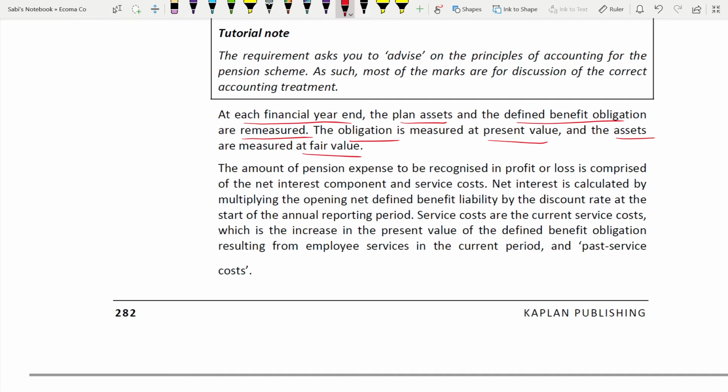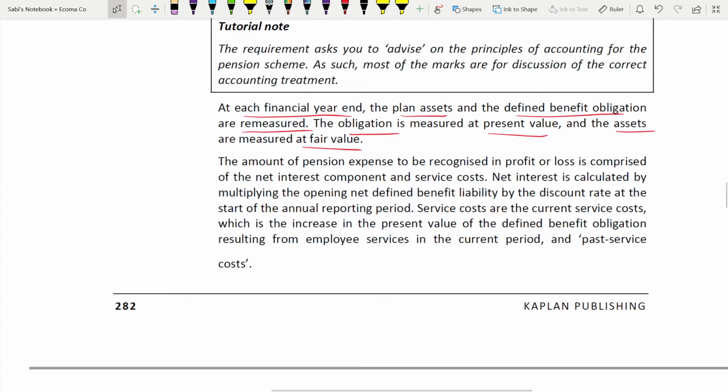Okay, so now how do you recognize the pension expense? It's an expense for the company. You have to give this to the employee, so you have to record this expense. Expenses are recorded in profit and loss, right? And what is this comprised of? This expense is made up of what? One is the net interest component. The other one is service cost. In the service cost, there are two service costs: current service cost, past service cost. Both go. So there are three things that go in your profit and loss: net interest, current service, past service.